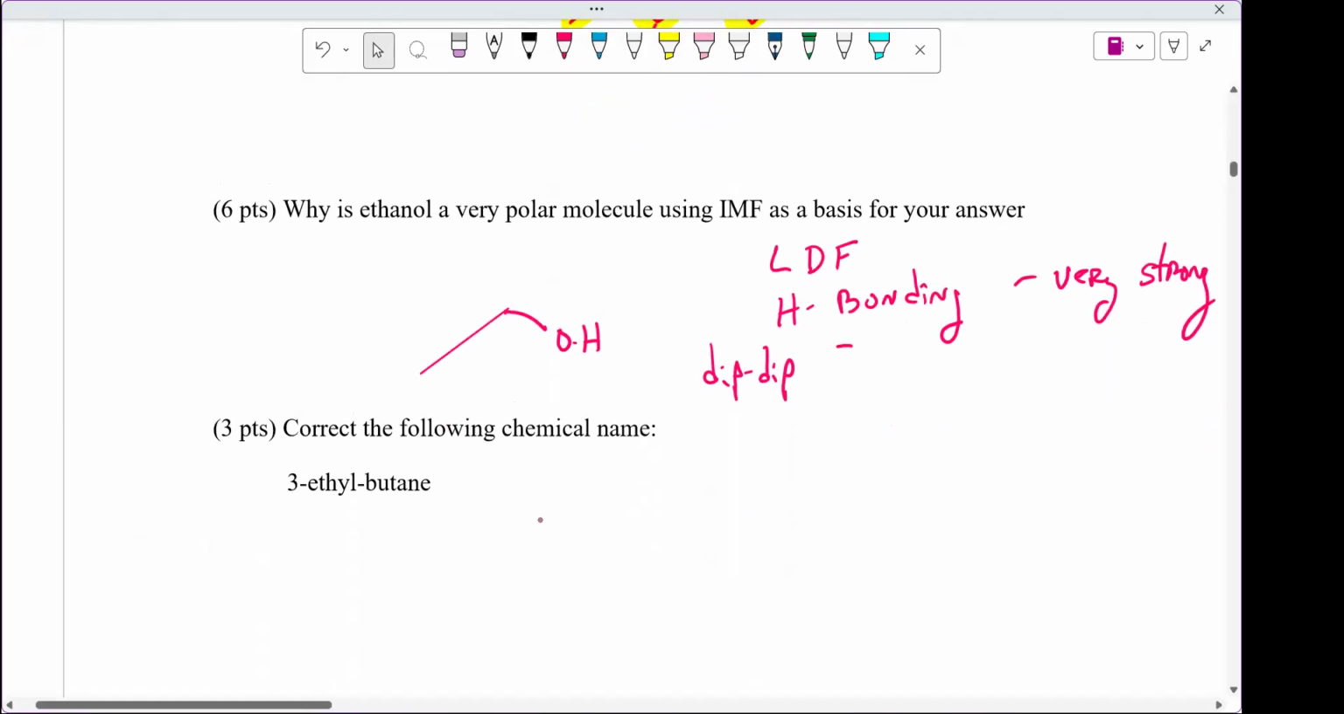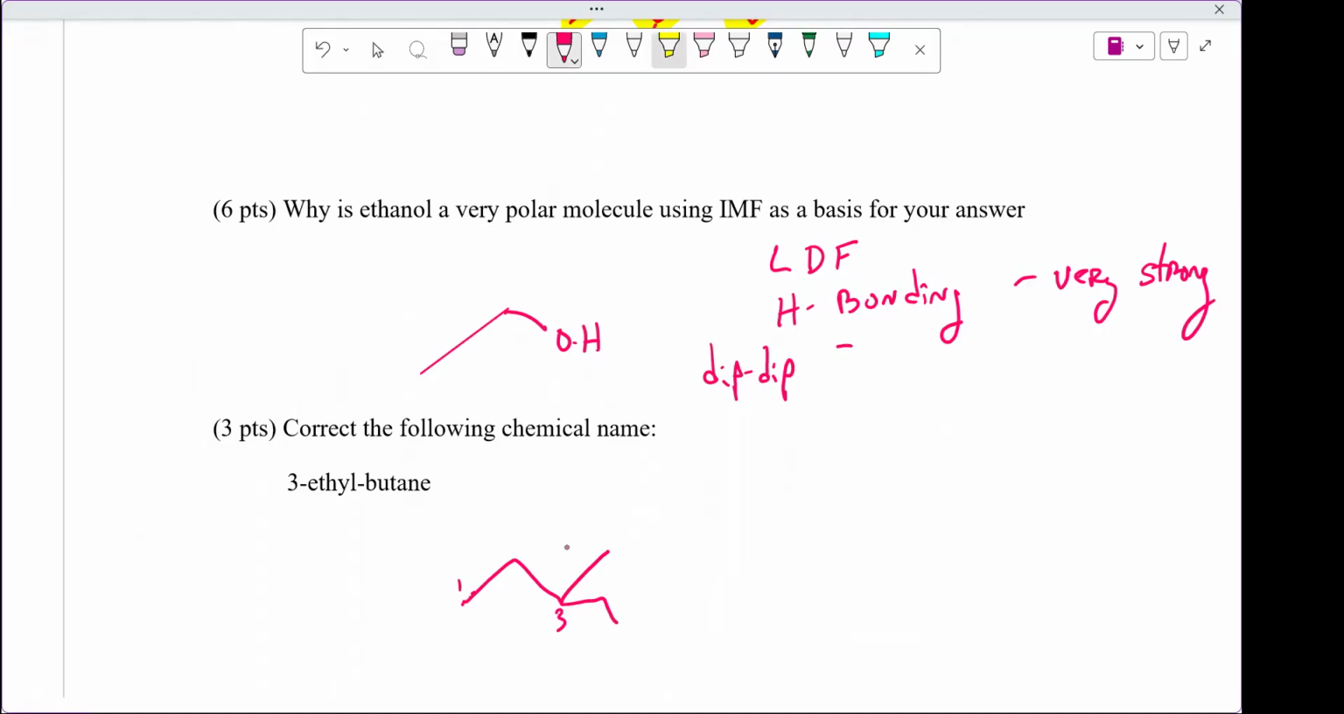All right, it says correct the following chemical name. Let's draw it as written. Okay, so we have butane, and then on carbon number 3, we have ethyl. Let's do this. Okay, so that's the structure as written. The name is wrong. What should the name be?